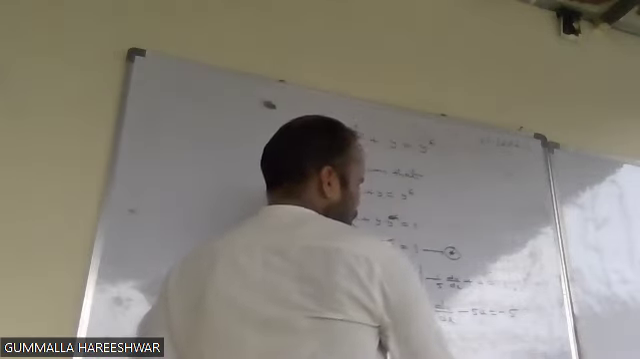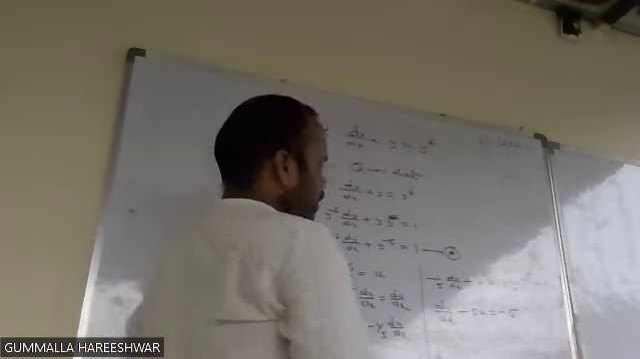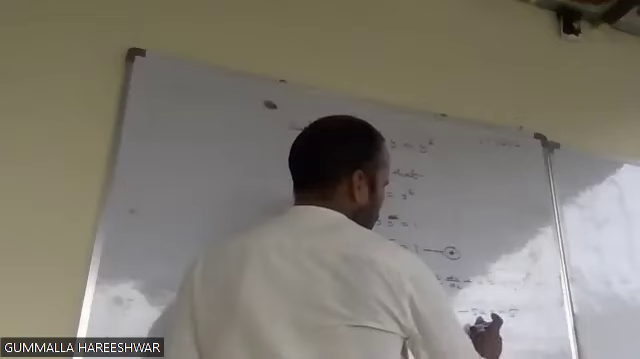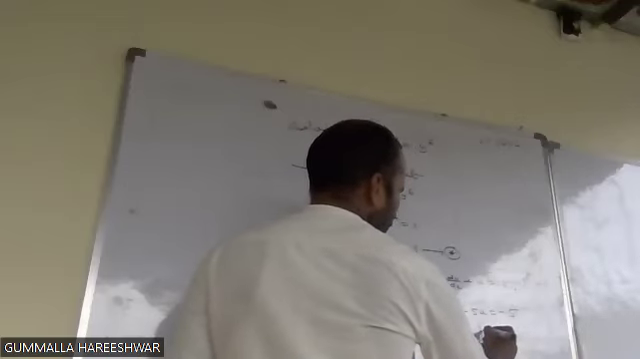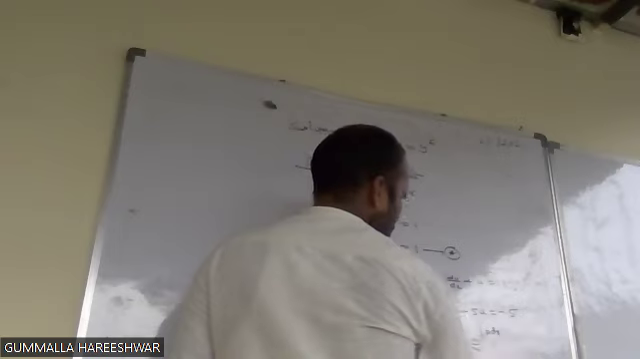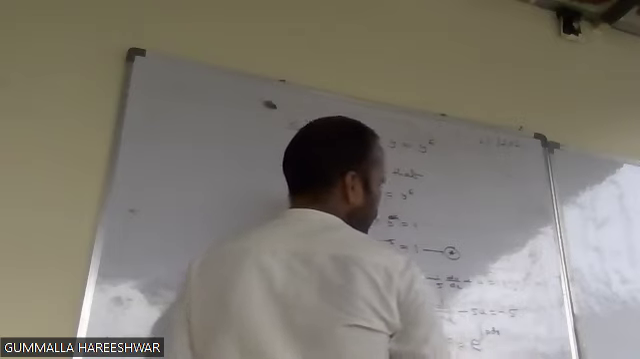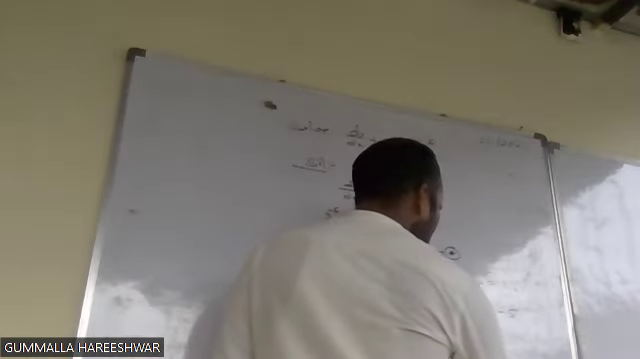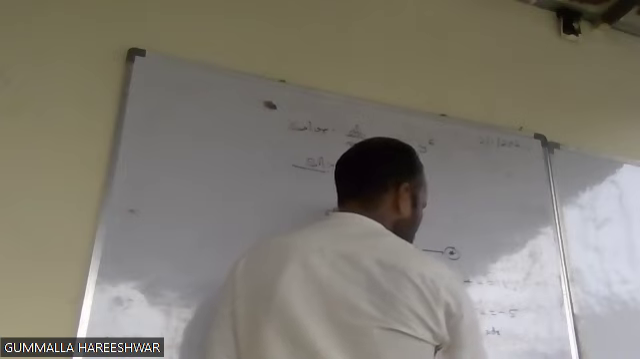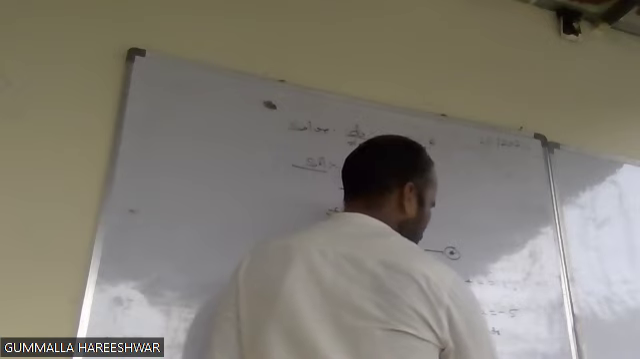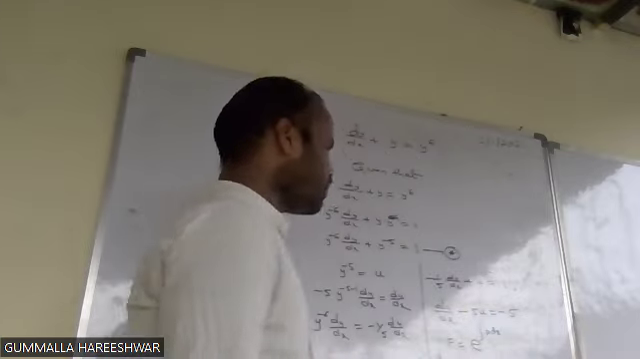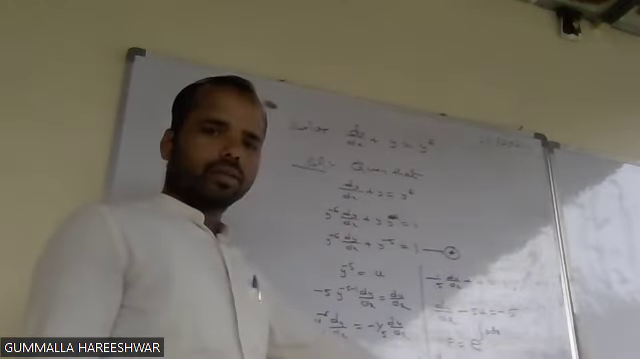So we have to find the integrating factor. The integrating factor is e power integral of p dx. What is p here? P is minus 5. So it equals e power integral of minus 5 dx. Integration of 1 is x, so we get e power minus 5x. So this is the integrating factor.